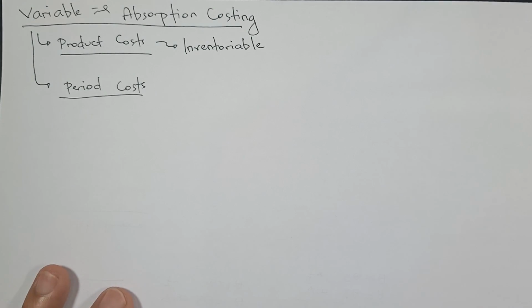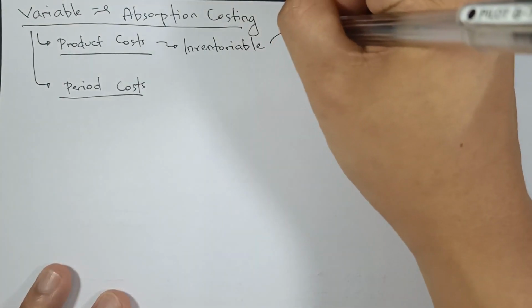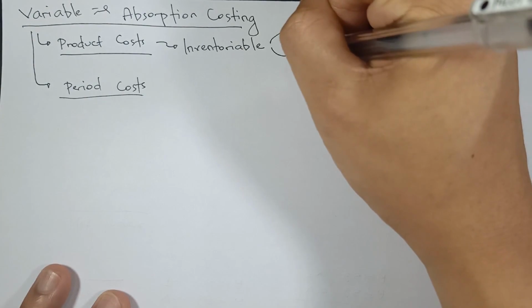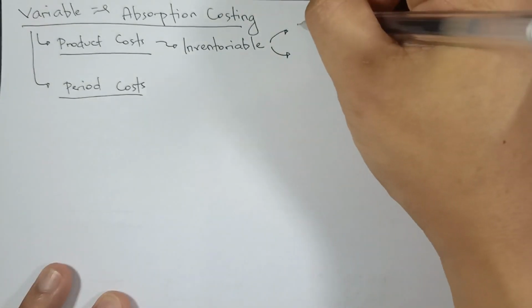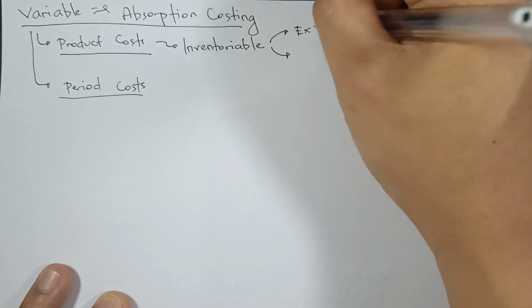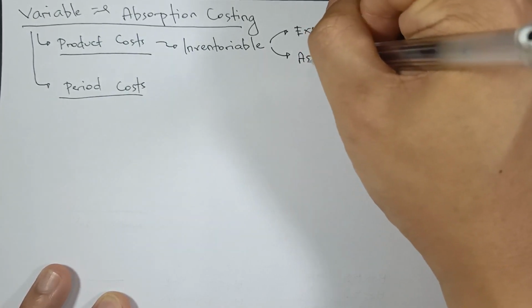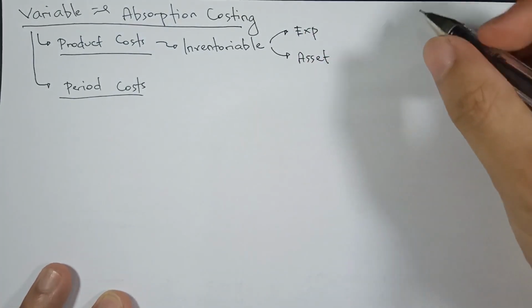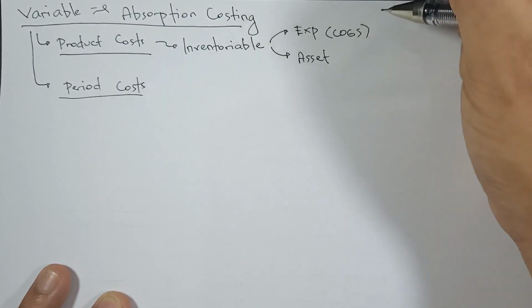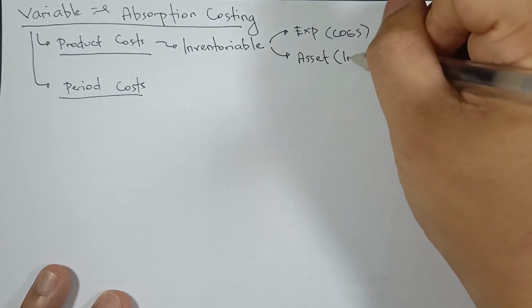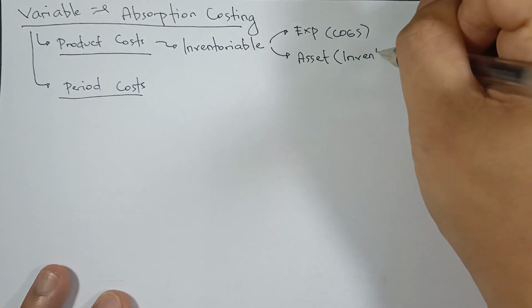Sir, ang ibig sabihin ng inventoriable cost, ang ibig lang sabihin niyan is pwede mo silang i-capitalize as asset. Right? And then, sooner or later, at the end of the year, you have to allocate these product cost or these inventoriable cost into expense and asset. Of course, yung expense natin dyan is yung tinatawag natin na cost of goods sold, while yung asset natin is yun yung tinatawag natin na inventory.